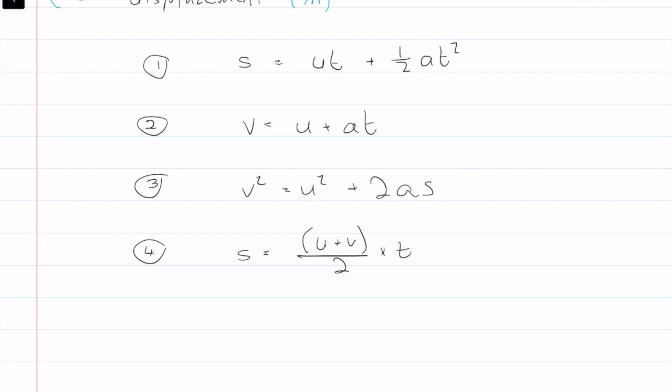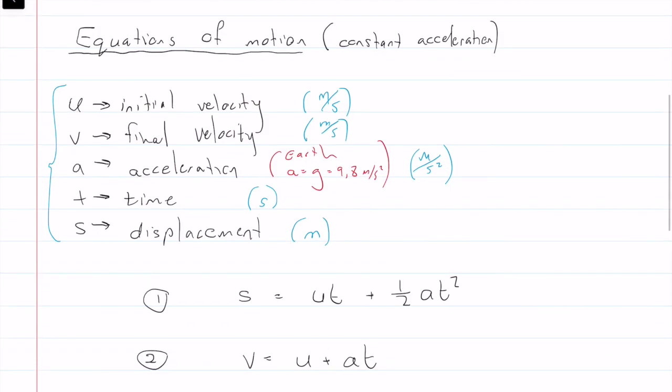This is how I write them out, with my UVAT, but sometimes U can also be written as V initial, and V can be written as V final. So don't get too thrown off by different symbols. As long as you know what these equations are, you'll be fine.